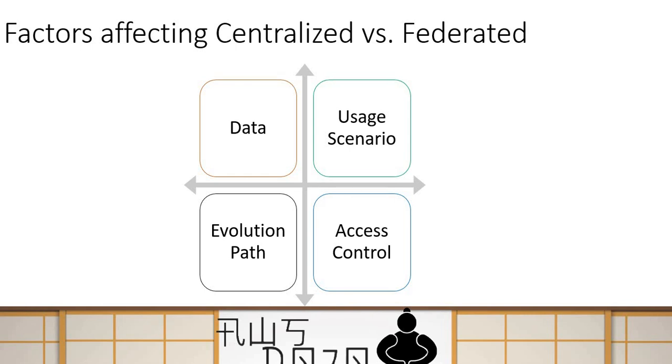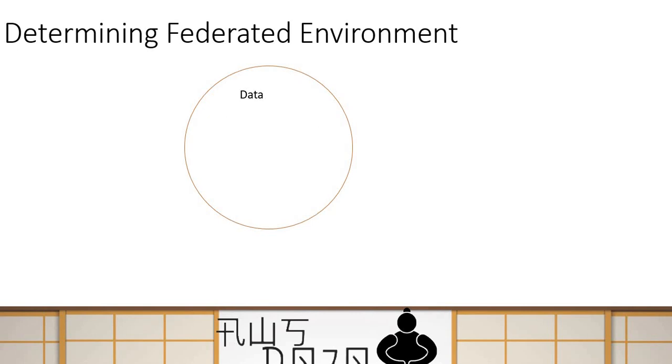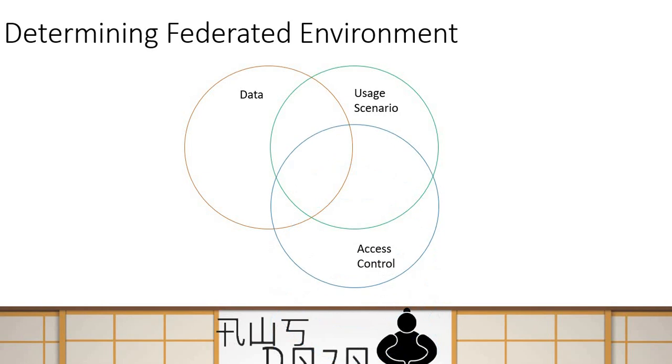So basically what you do is take these four things together and see how much common requirements you have across these four. You're trying to see, okay, let me look at my data requirements, my usage requirements, my access control and my evolution path. I take these four things together and try to see how much is common within my organization, and how much is common here determines whether you want to go for a centralized data lake or a federated data lake.